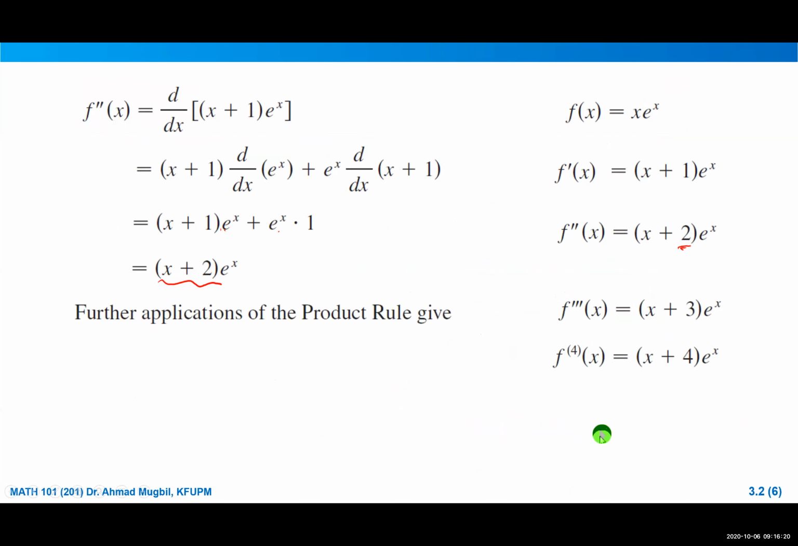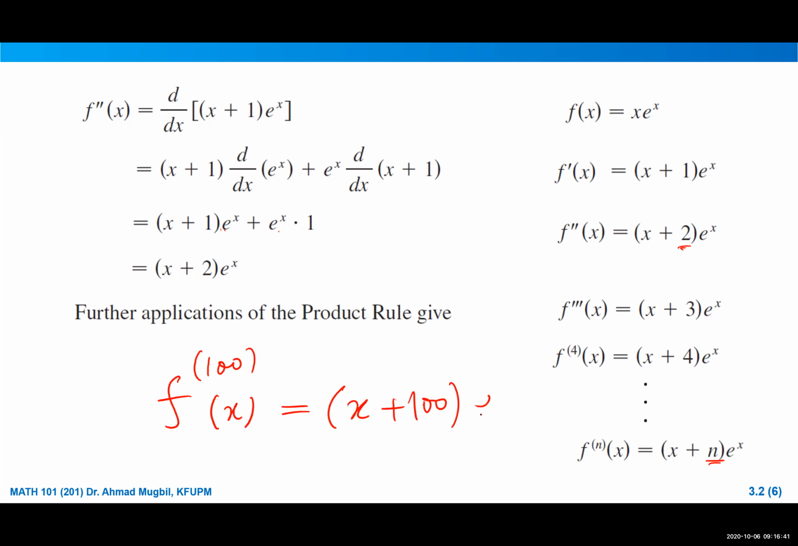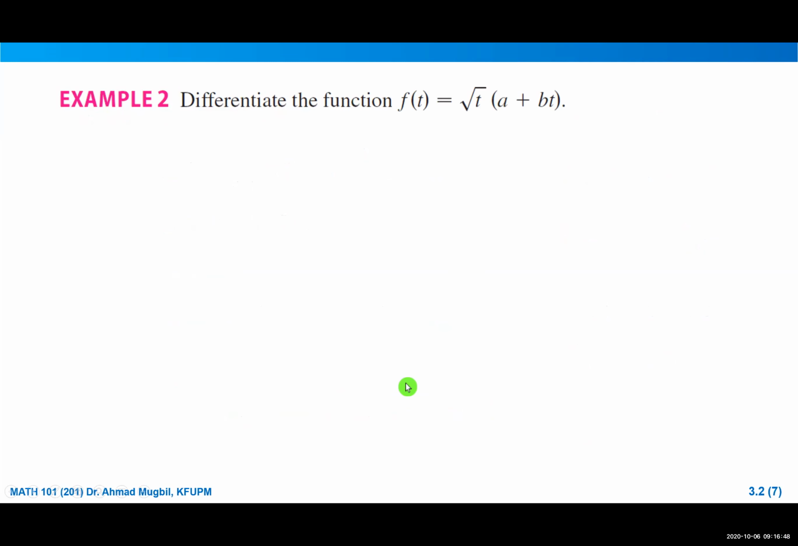Of course, it is better to do the third derivative and the fourth to make sure that you are on the right path. And after that, you can generalize. So the nth derivative will be x plus n. If someone asks you what is the 100th derivative of this function, it will be x plus 100 times e to the power x. Okay, you can do that for many functions, of course, that keep repeating the same manner when you differentiate them. Now differentiate this function again.